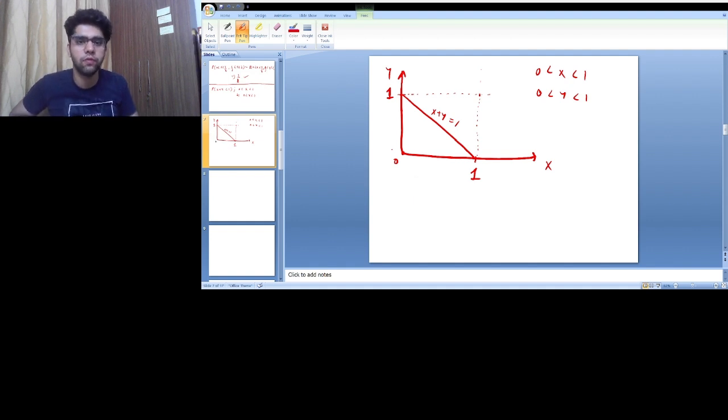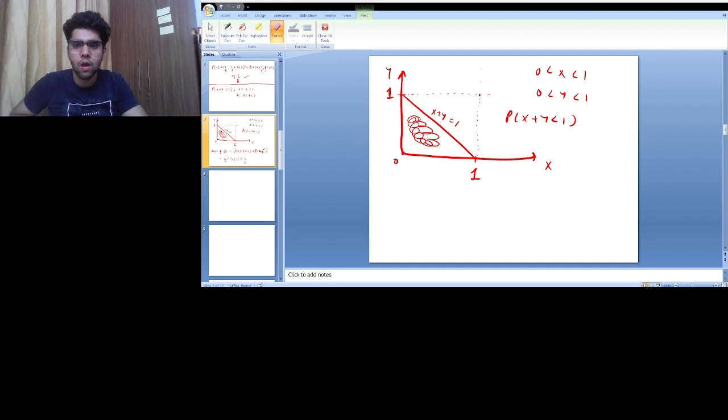Let me just erase all of this here. So we need to find the area of this triangle, and we'll get the probability of x plus y less than 1. So what we need to do now is find the probability, right? This horizontal line is y equal to 1, and this vertical line is x equal to 1, right? Now we need to find the area.